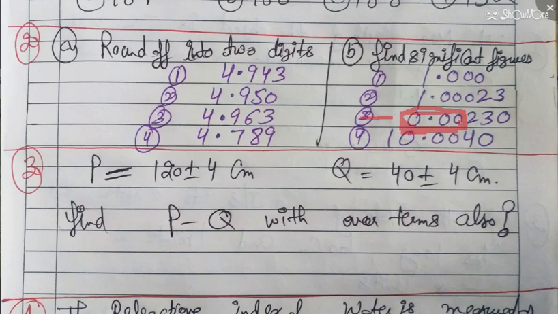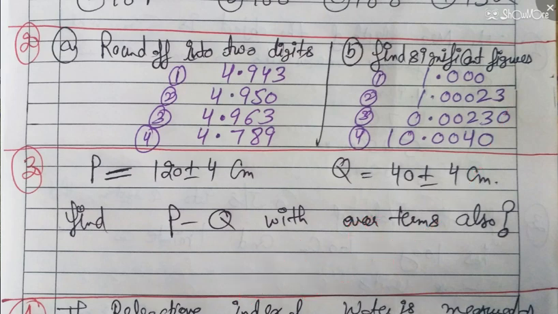Now we are moving to question number 3. If you have any doubt in this question or in significant figures or in the earlier question, you can drop a message to me. So P is given here and Q is given here, and we have to find P minus Q in error terms. So when I am writing P minus Q, this value comes out to be 120 minus 40, so it will be 80. Its answer will be 80 plus minus, error terms will be added, 4 plus 4, 8. So 80 plus minus 8 will be the right answer for this question.